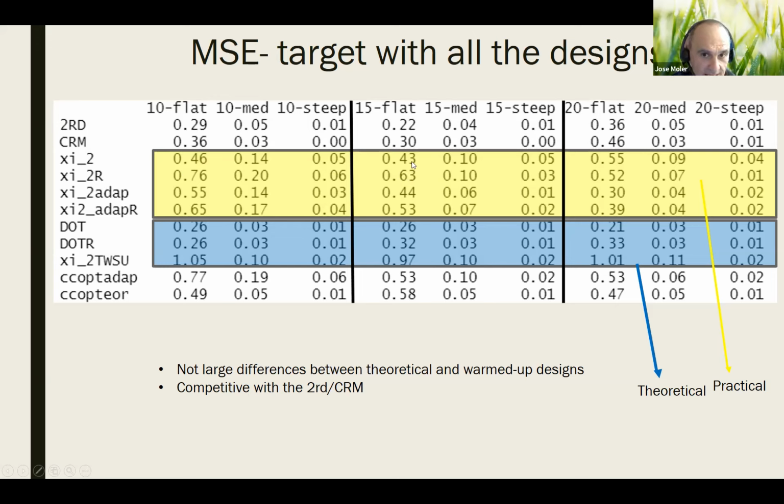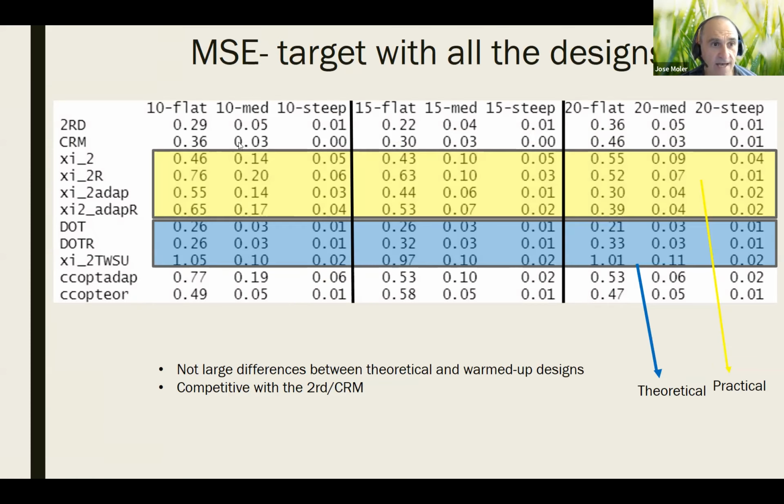Of course, these values, which are mean square errors, are larger than the optimal. This is logical, but we have smaller values than the theoretical neighborhood design. Okay, so the performance is not so bad. Of course, the performance improves as the slope is larger.